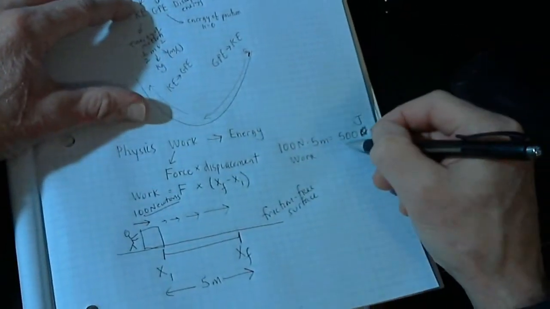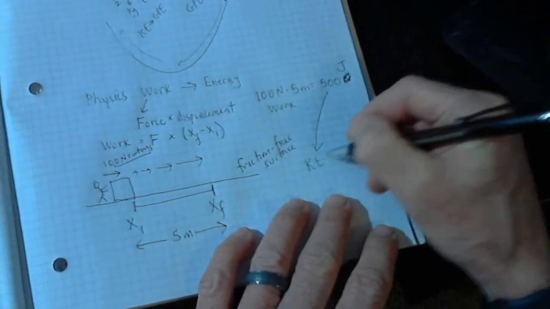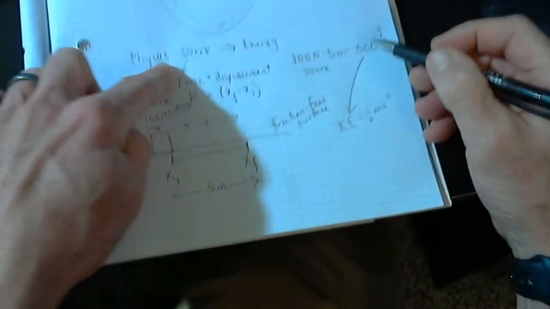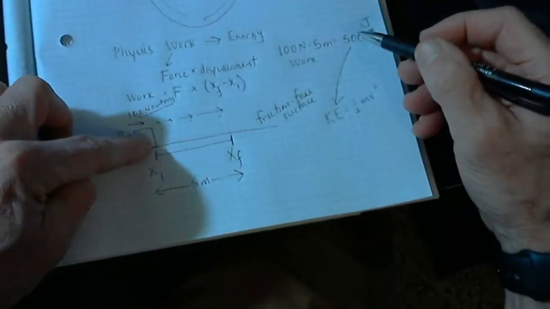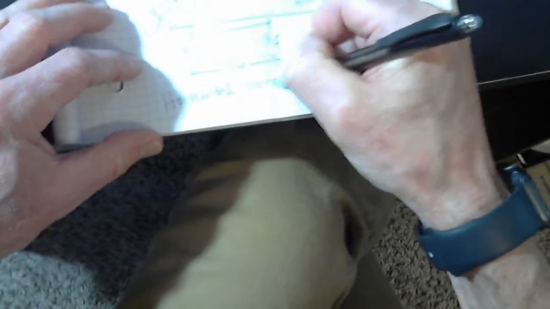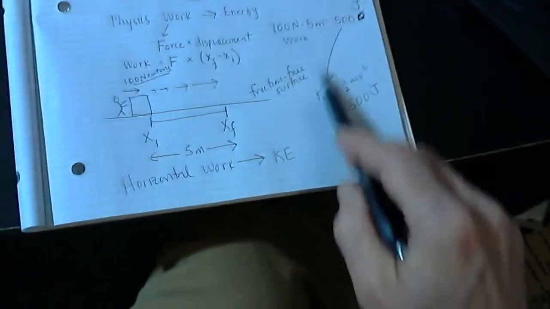So that 500 joules worth of work goes into the kinetic energy of the object, 1/2 mv squared. We're doing horizontal work, and we're giving that object kinetic energy. So at the end of this 5 meters, I have given this object 500 joules worth of energy from the work that I did on it.